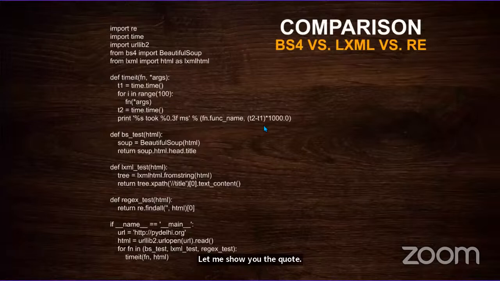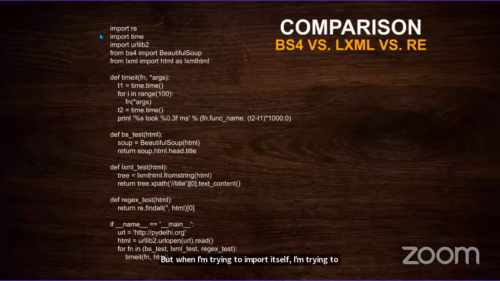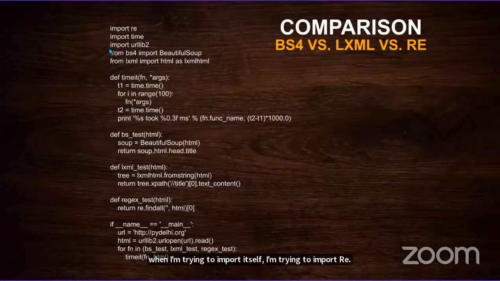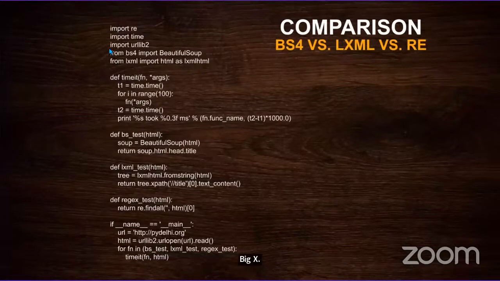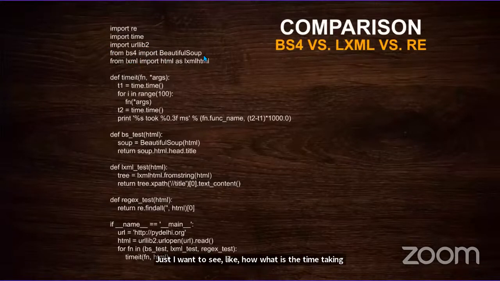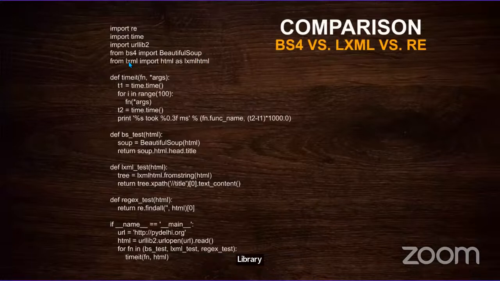So if you see here, I'm trying to import re (regex), time. I just want to see which is the time-taking process. Then urllib and BS4, which is nothing but Beautiful Soup, and lxml. lxml is another library.